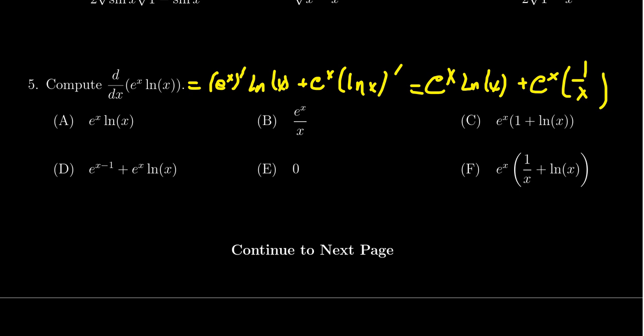So the sum is in a different order and they factored the e to the x, but it is equivalent to the derivative we just computed. So the correct answer is F.